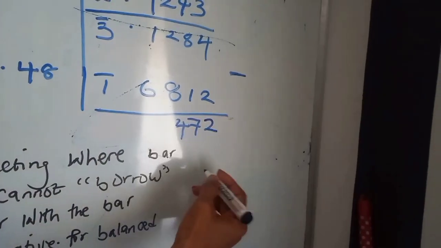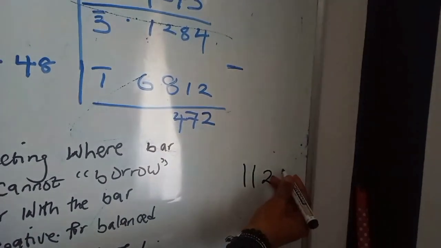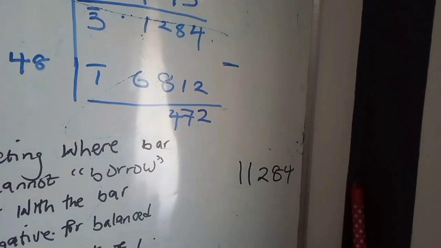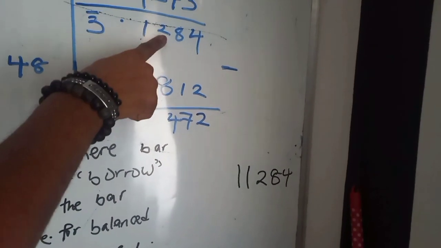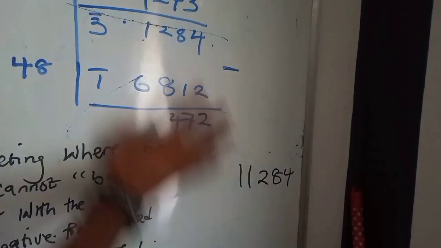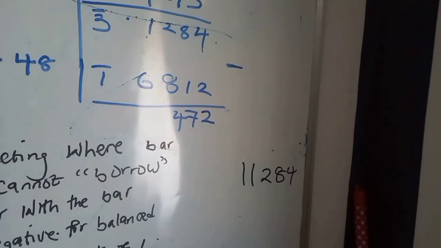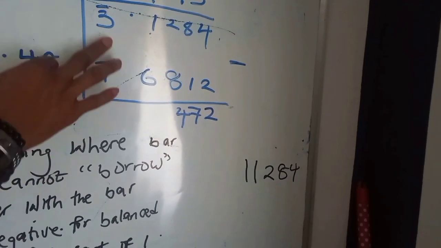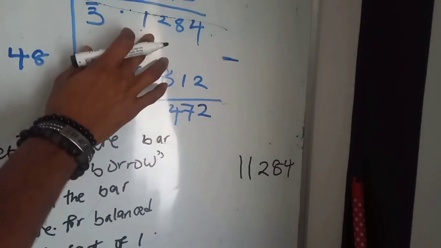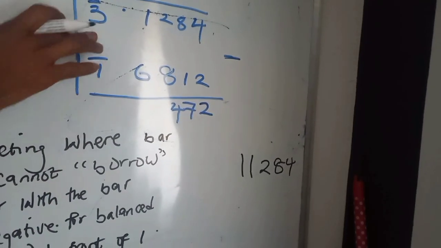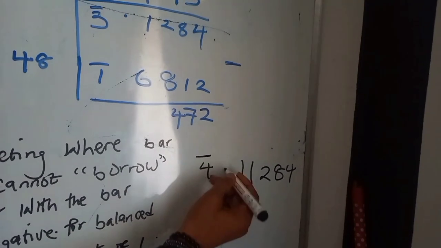Which means 1, 1, 2, 8, 4. But here is 0, because we already brought 1 from here to make this 2 become 12. Based on the question, we'll leave it like that. Now I will have to add a negative 1. Since I add plus 1 here, I will add minus 1 here. So minus 3 minus 1 is bar 4 decimal.